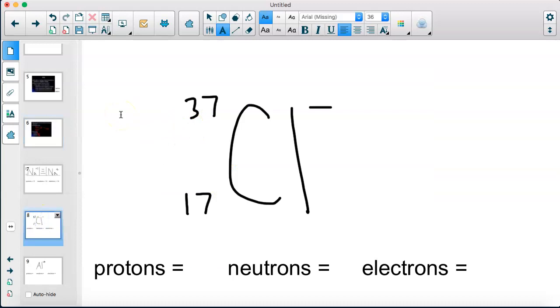Okay. Ooh. So this one is kind of interesting because this is both an ion and an isotope. Can you guys determine the number of protons, neutrons, and electrons for chlorine 37? Good luck.